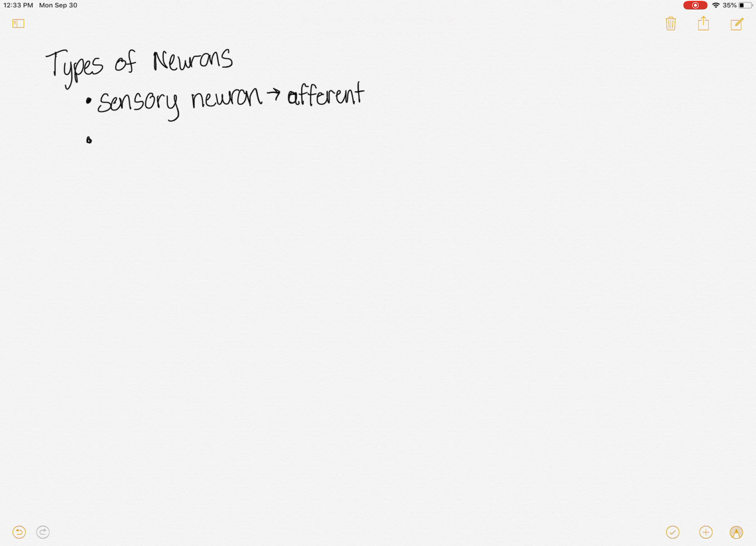Then what we have is an interneuron. Okay, and the interneuron is located in our central nervous system, which is the brain and spinal cord. So these interneurons relay information between other neurons. So it will send a message from a sensory to a motor neuron, for example. Okay, so that's the second type of neuron.